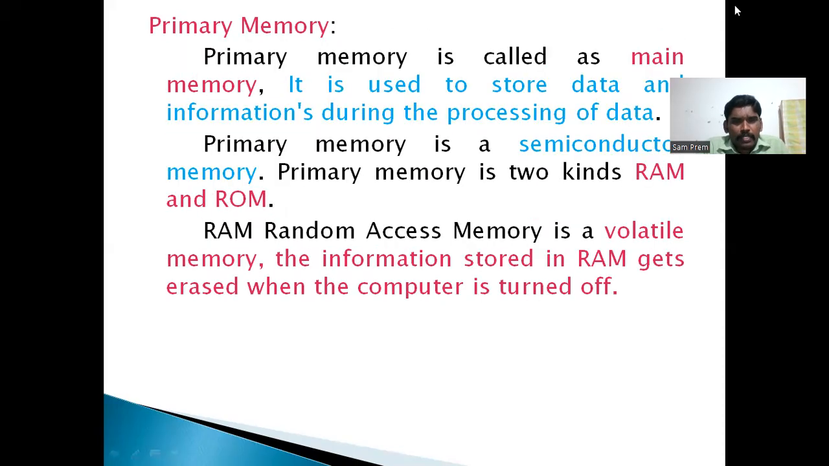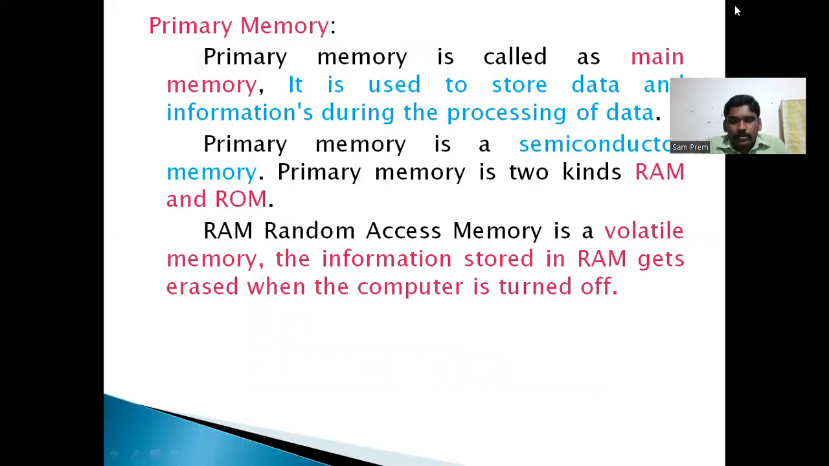And the next one, primary memory. Primary memory is called the main memory, and the data will be stored temporarily. That means whenever an application is running, the application data will be stored in RAM, that is random access memory. Primary memory is a semiconductor memory. It has two kinds of memory, RAM and ROM. RAM is random access memory. Here the data will be stored temporarily. The information stored in the RAM gets erased when the computer is turned off. Whenever the application is running, the data will be stored in RAM. After executing or closing these applications, the data will automatically be erased from the RAM.